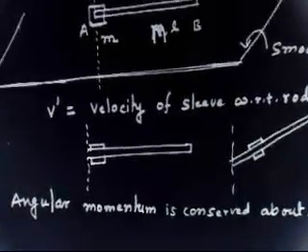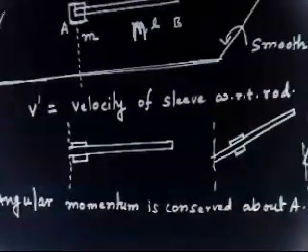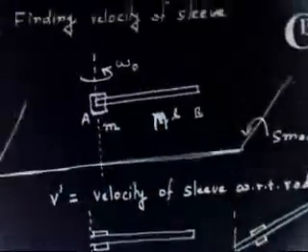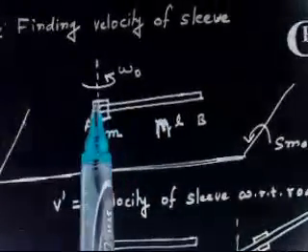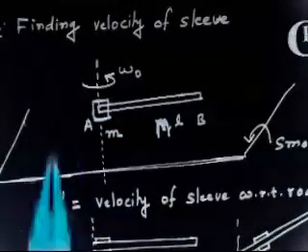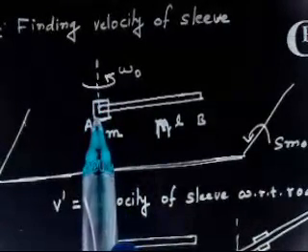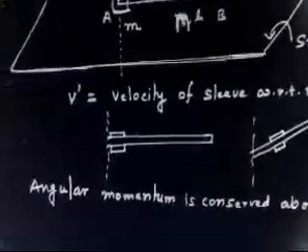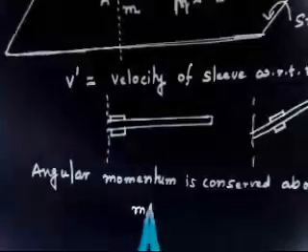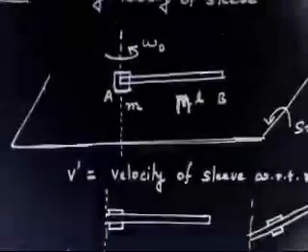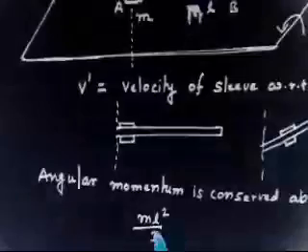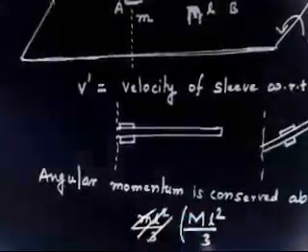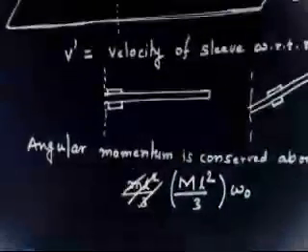Now let us write the initial angular momentum about A. Initially this rod is simply rotating with angular velocity omega naught, and this sleeve is here, so the sleeve will have moment of inertia 0 because the distance from this axis is 0. So I will have only the angular momentum of the rod, and that is Ml square by 3, because moment of inertia of a rod about this end is Ml square by 3, and I have to keep capital M. So this is Ml square by 3 into omega naught. So this is my one equation.